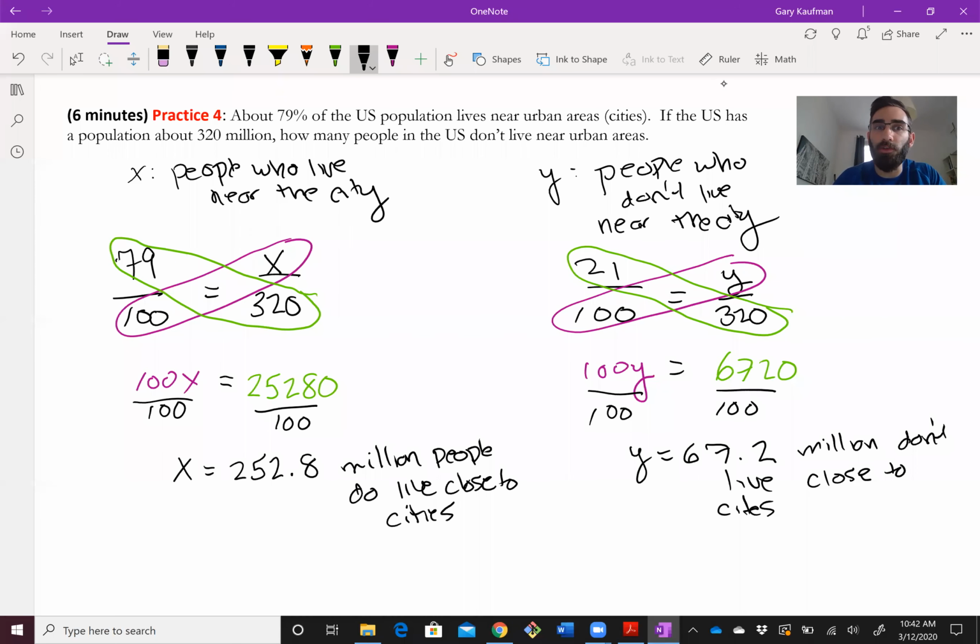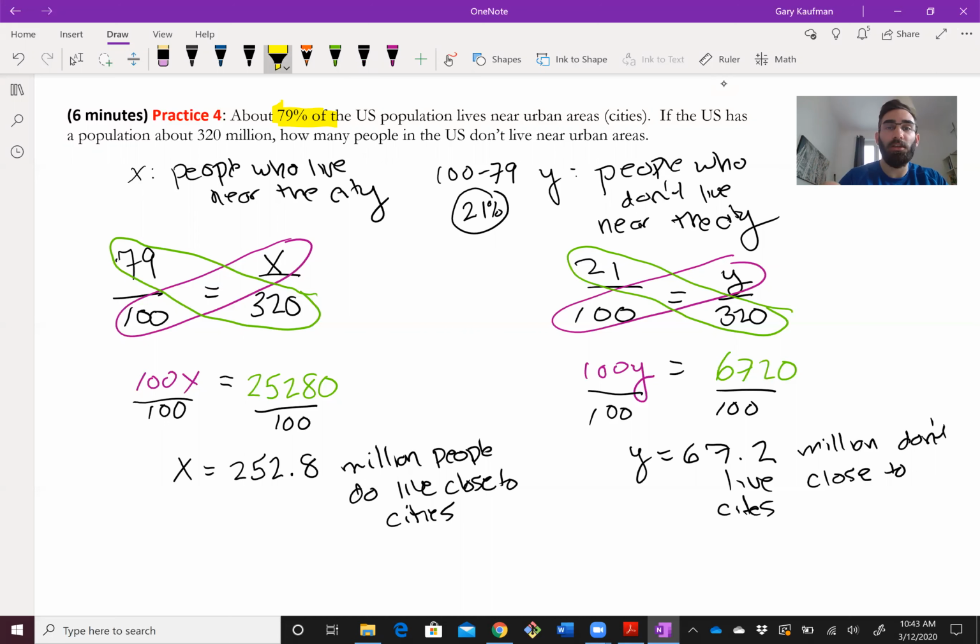So I solved this one in 2 different ways. Now, on the left, I said people who live near the city. On the right, I said people who don't live near the city. Well, people who live near the city is 79%. That means to find the people who don't, we would just say 100 minus 79, which is 21. So 21% do not live near the cities. So when I solve them both, I got X equals 252.8 million live close to cities, 67.2 million do not.